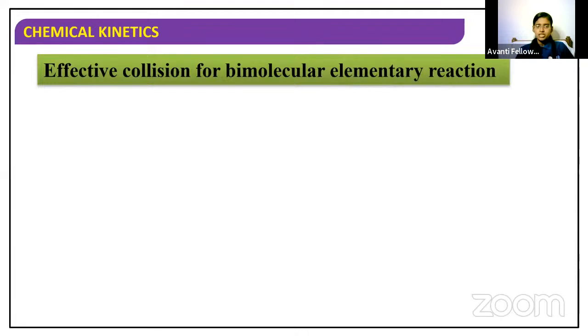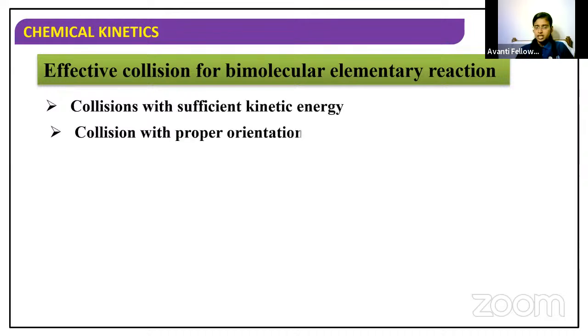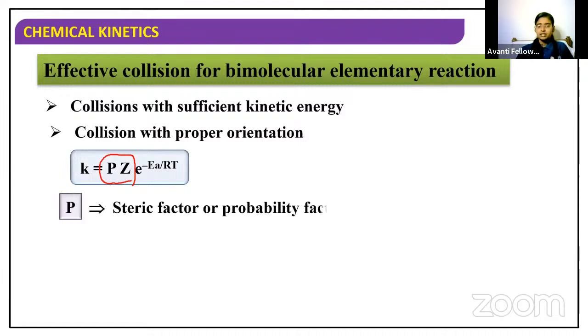Now coming to the effective collision for a bimolecular elementary reaction. Collisions with sufficient kinetic energy are needed, and collisions with proper orientation are needed. We get one more equation, which is k is equal to PZ e power minus Ea by RT. So a new term P and Z is involved. We already know what Z is. Z is nothing but the collision frequency, and P denotes the steric factor or the probability factor, the probability for the two molecules to collide with each other.